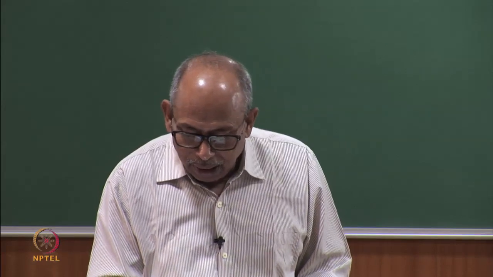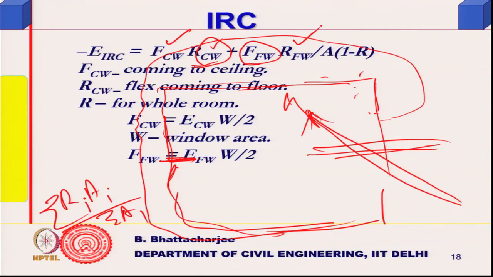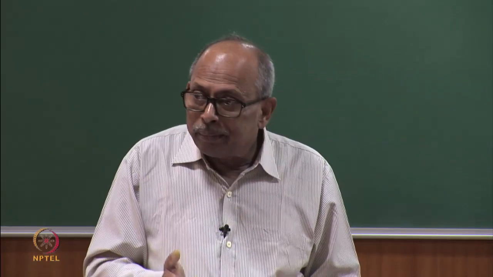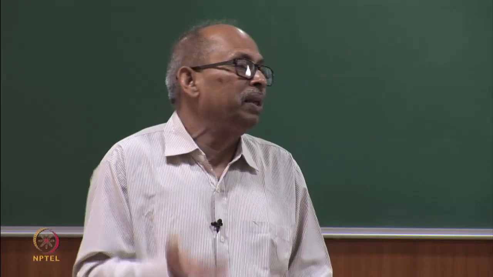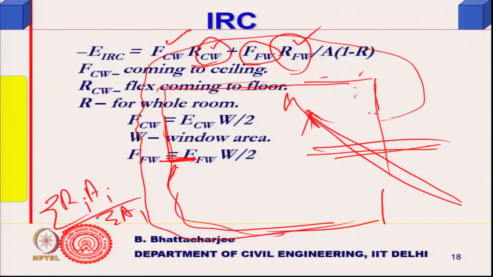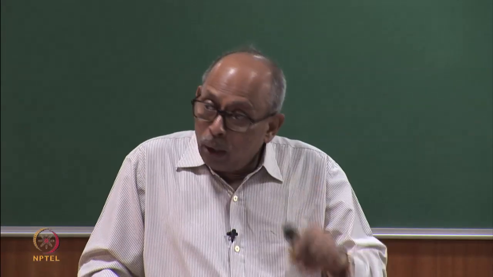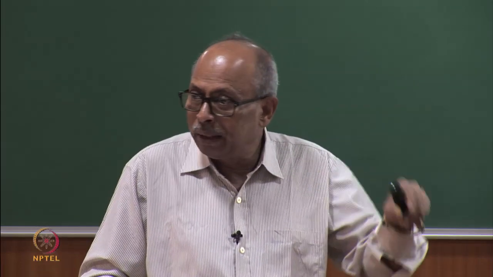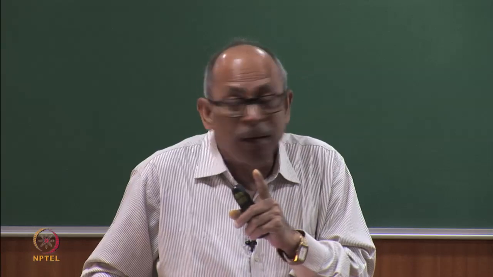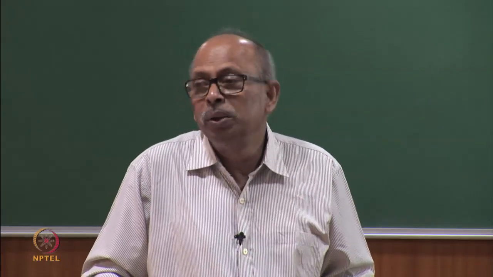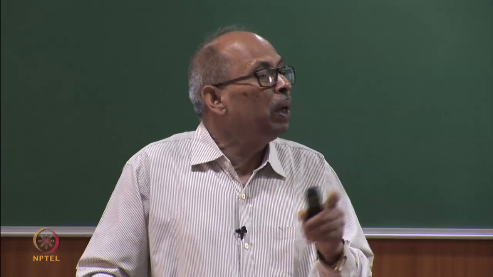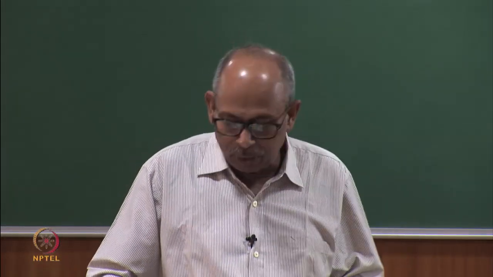Similarly, this flux comes from the top, goes to the floor and is reflected, first reflection. So this RFW is the reflection coefficient of all the surfaces below the mid height of the window, that is your floor plus the walls up to the mid height, leaving the particular wall on which the window is there. Now, if you have windows in many walls, you will do it for each individual one and then sum it up, because they are all scalar quantities and you can sum them up.